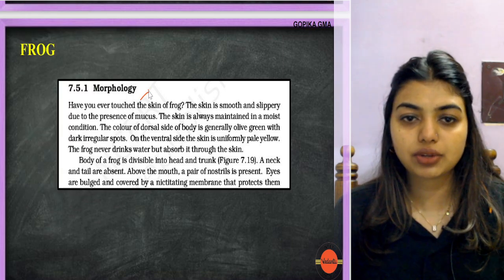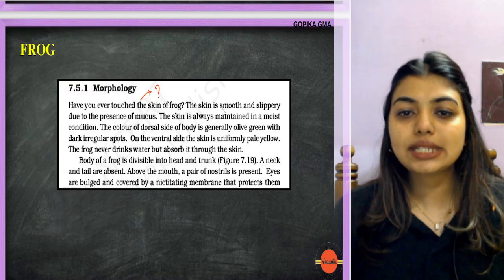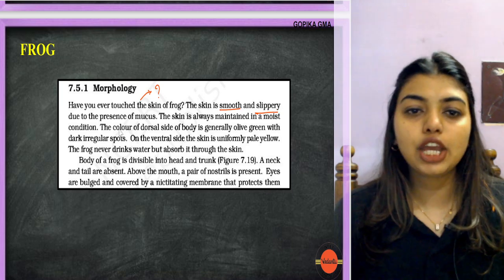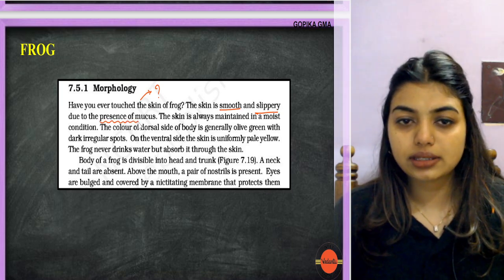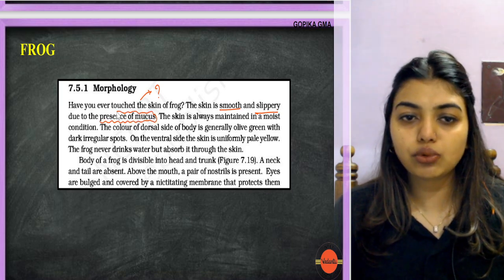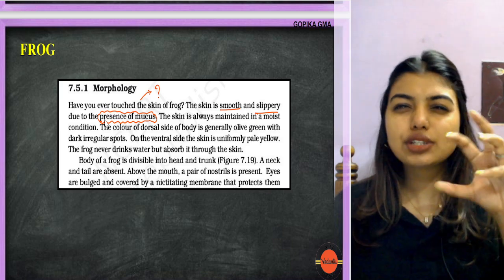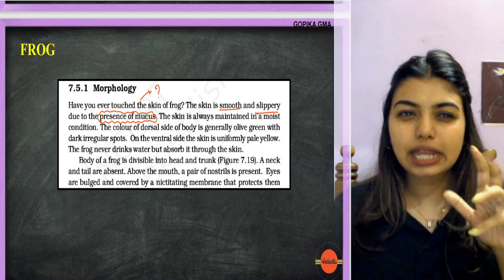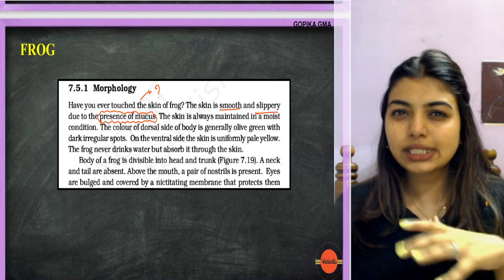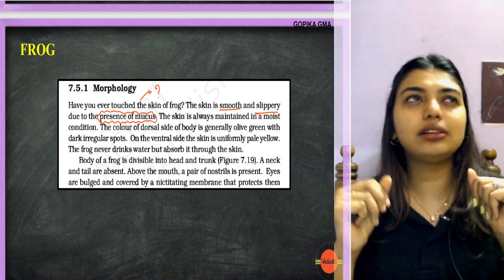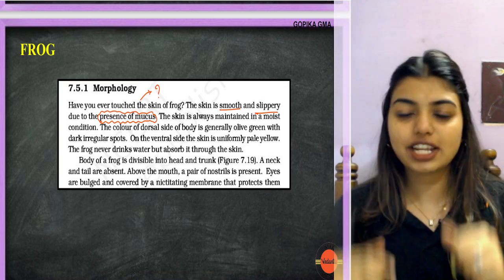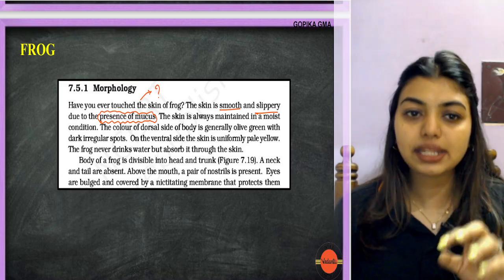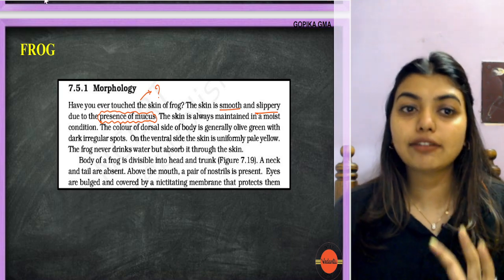Yes, ma'am, I have touched. Okay. Now, the skin is smooth and slippery due to the presence of mucus. That is, skin is smooth. All of you have seen frog skin. It looks very slimy, like that gel, that slime is there. So it is very smooth and slippery, and due to the presence of what? They have a mucus layer.